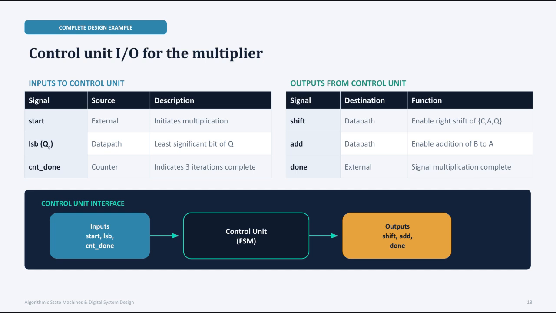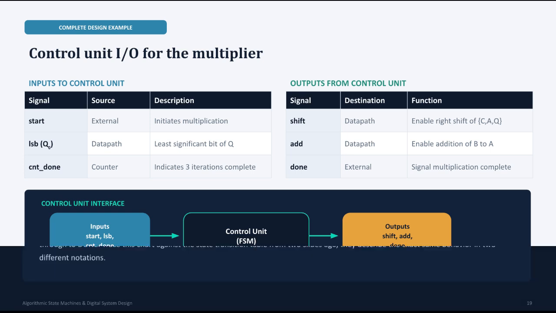The diagram at the bottom makes this concrete. 3 inputs flow into the control unit FSM, 3 outputs flow out to the datapath. This is the exact interface we'll implement in HDL 2 slides from now. With the interface locked down, let's look at the complete ASM chart that implements this exact behavior.